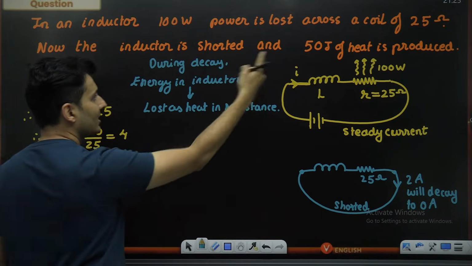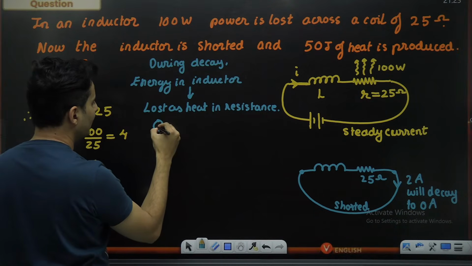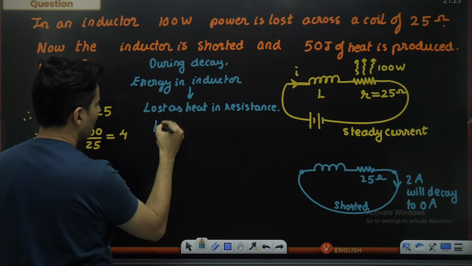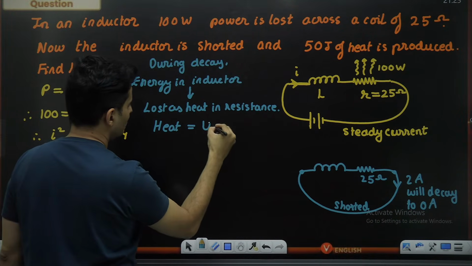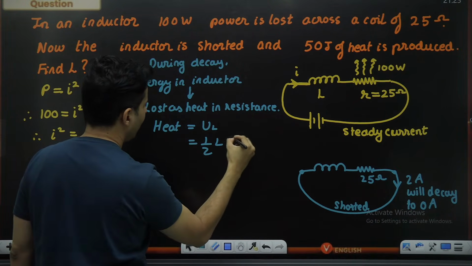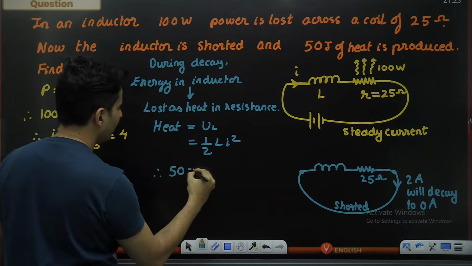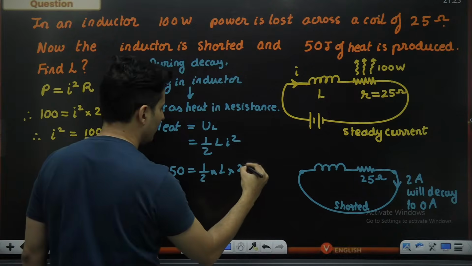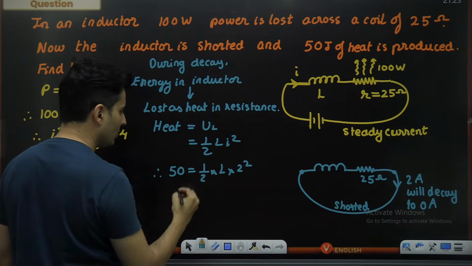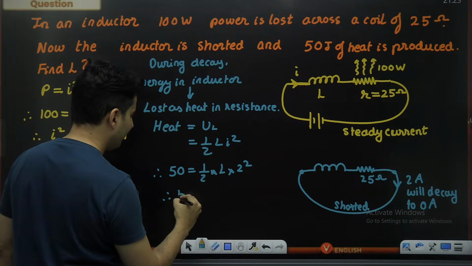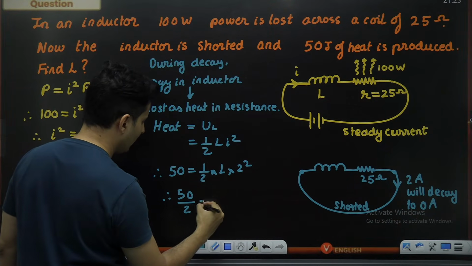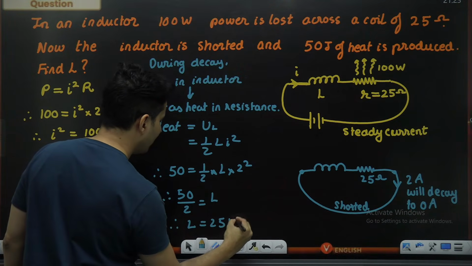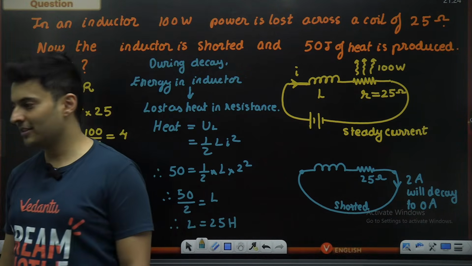And how much heat is lost? That is given to me. So whatever heat is there, Q, or if you want, you can put any other symbol also. That heat is energy stored in the inductor, which is half L I square. This is 50. This is half. Inductance, I do not know. Current, we figured out over here, which was 2. Therefore, this 2 and this 2 will cancel, and you will have 50 over here. And this 2 will come over here. This will be L, I believe. So therefore, L will be 25 Henry. That is the answer. This is the logic behind it.